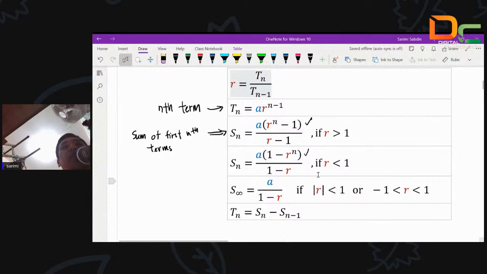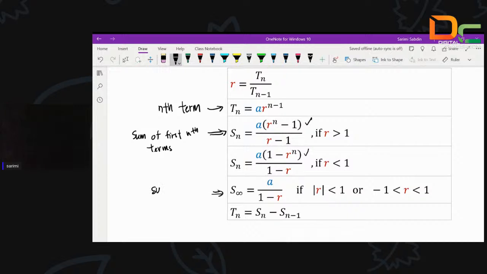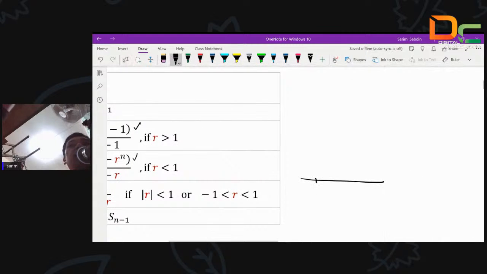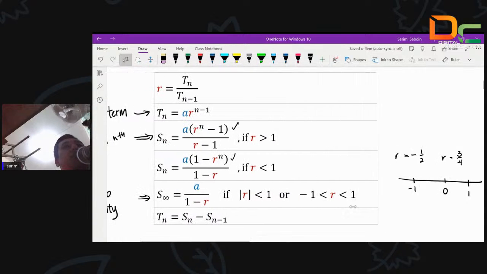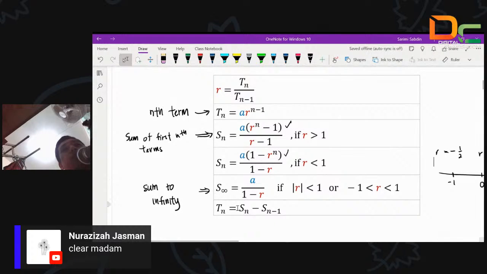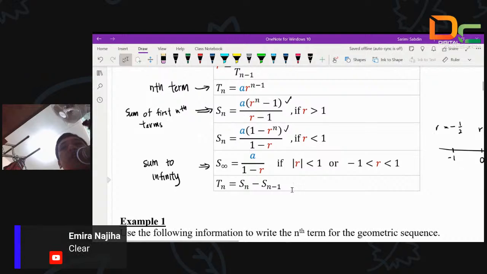And in geometric progression, we have a special summation, which is the sum to infinity. It only exists in geometric progression and only exists when the modulus of R is less than 1, or in other words, R is between -1 and 1 on the number line. That means fractions that are less than 1, for example 1 over 2, 3 over 4. When R is in this range, it will have a finite sum to infinity. So that is the fifth formula.